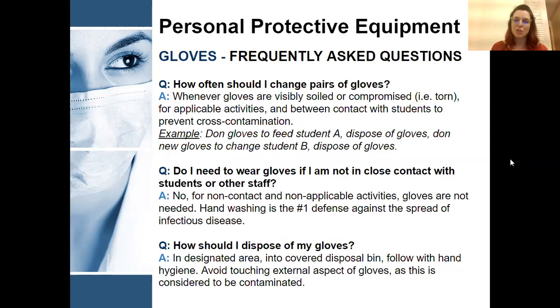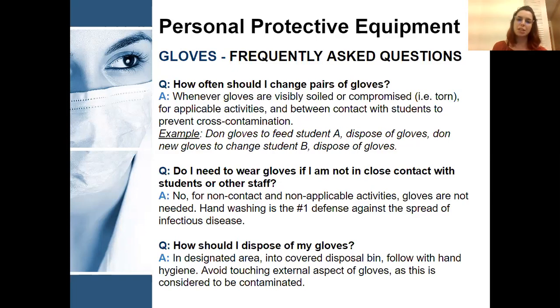Frequently asked questions regarding gloves. Question, how often should I change pairs of gloves? Whenever gloves are visibly soiled, compromised, for example, torn, for applicable activities, and between contact with students to prevent cross-contamination. So one example is if you're donning gloves to feed student A, then you dispose of your gloves, don a brand new pair of gloves to change student B in the bathroom, and then dispose of that set of gloves. When in doubt, change your gloves.